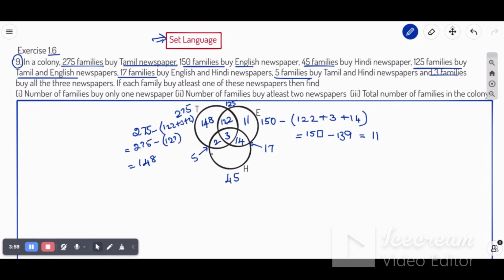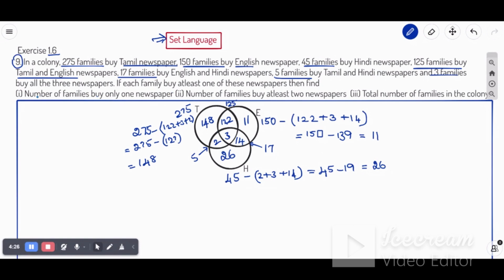Then we have to concentrate on this part. That part is only people who got Hindi alone. So that will be 45 minus the sum of 2, 3 and 14: 2 plus 3 is 5, 5 plus 14 is 19. So that is 45 minus 19. What is 45 minus 19? Yes, it is 26. So 26.